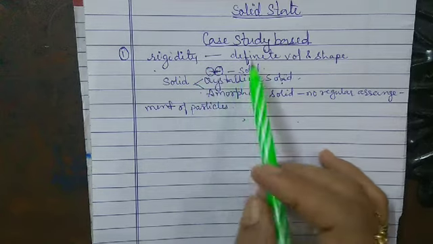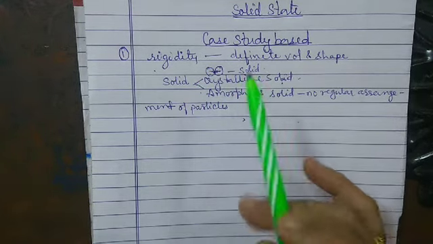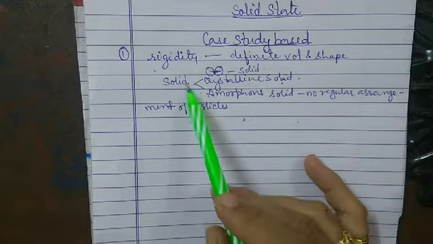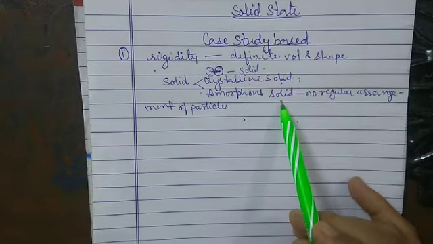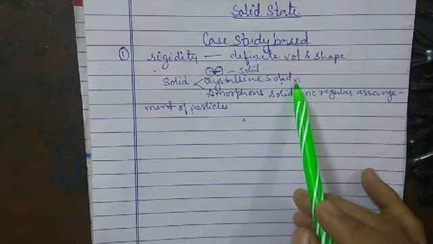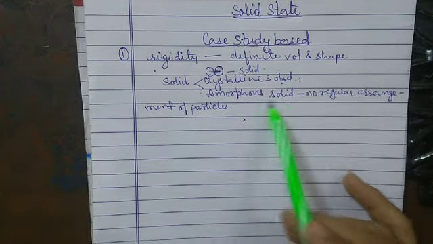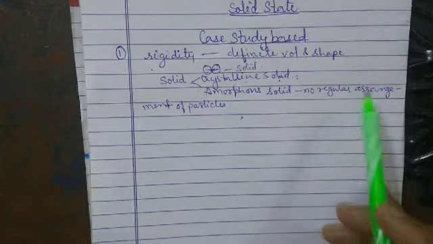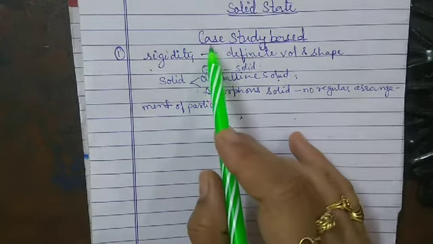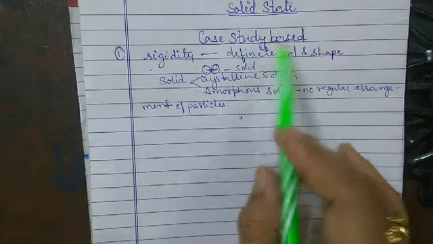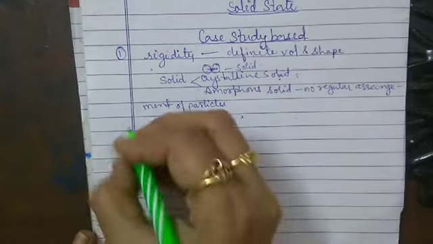The solid is a form of matter which possesses rigidity and hence has definite shape and definite volume. The solid is of two types. One is the crystalline solid and another one is the amorphous solid. In the crystalline solid, there is a regular arrangement of the particles. In amorphous solid, there is no regular arrangement of the particles. So this is the topic of our case study. Now there are some questions related to this case study.